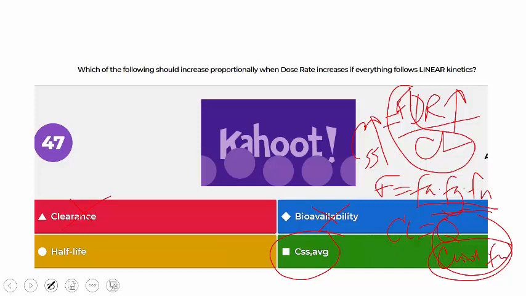How about half-life? Half-life is determined by volume and clearance, right? So clearance we already determined should not change with increasing dose rate. Should volume change with increasing dose rate? No, it should also stay the same. So half-life should not increase when things are linear.